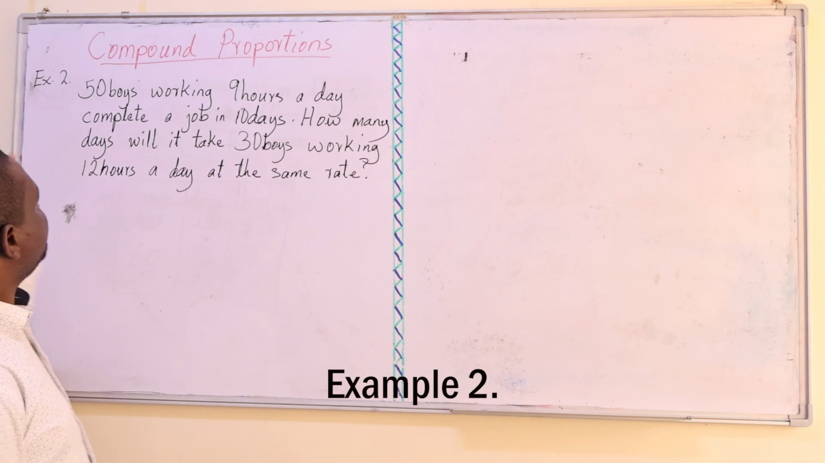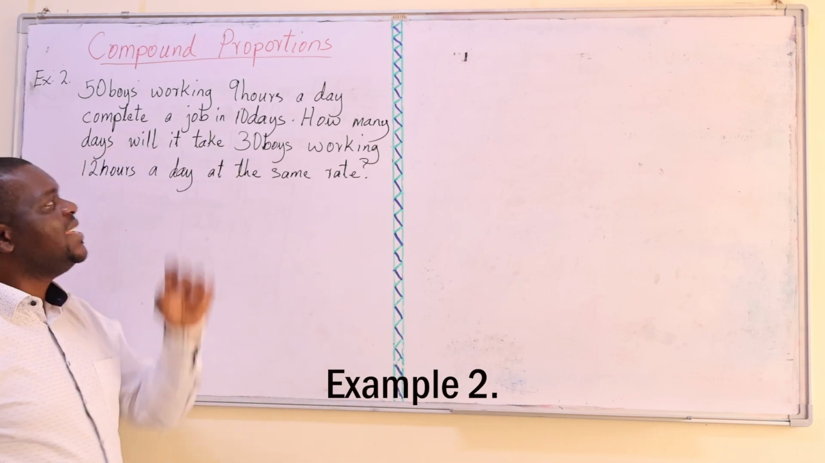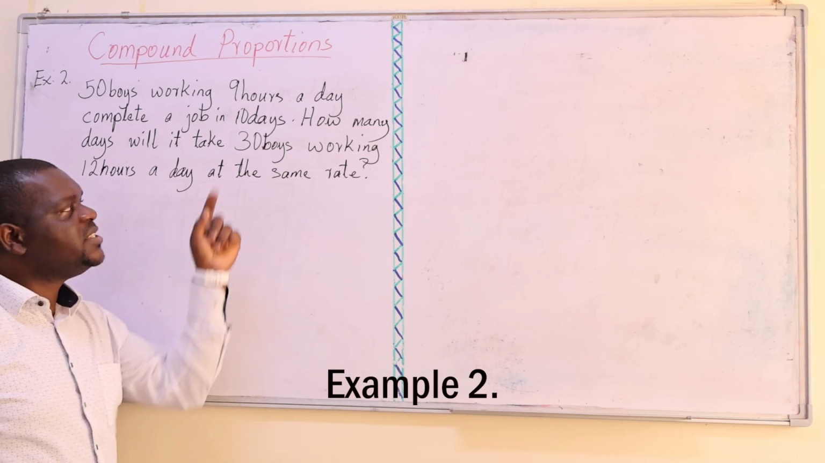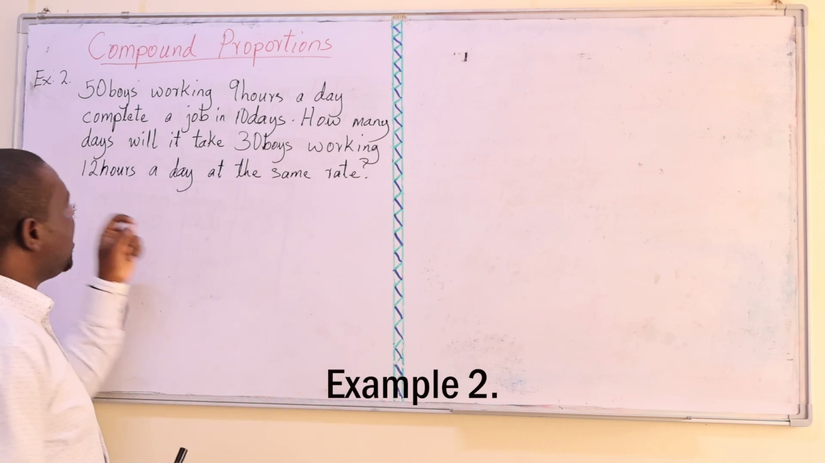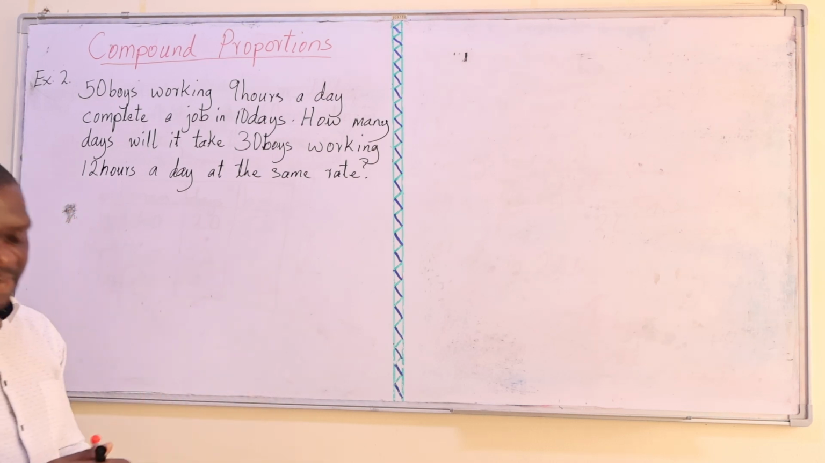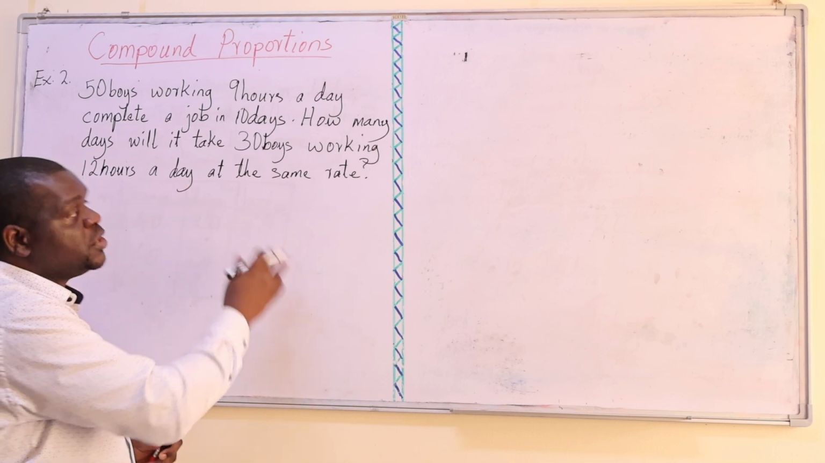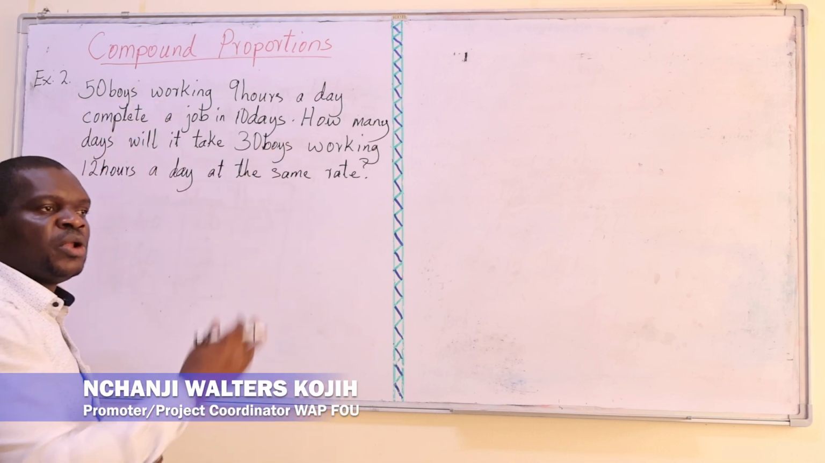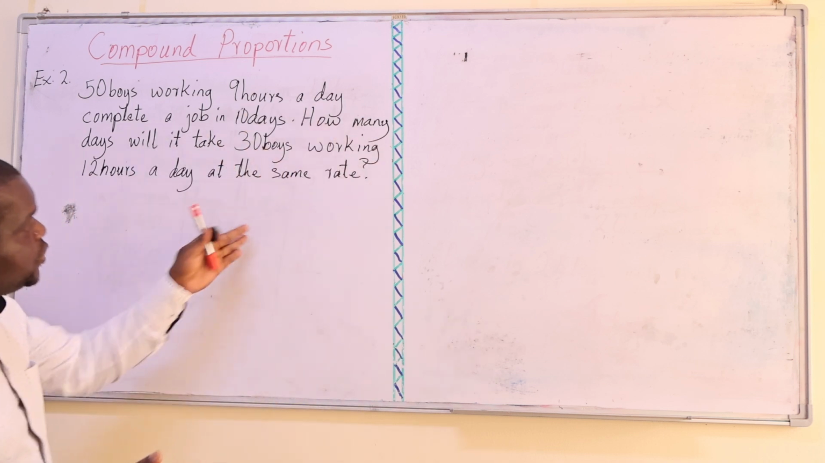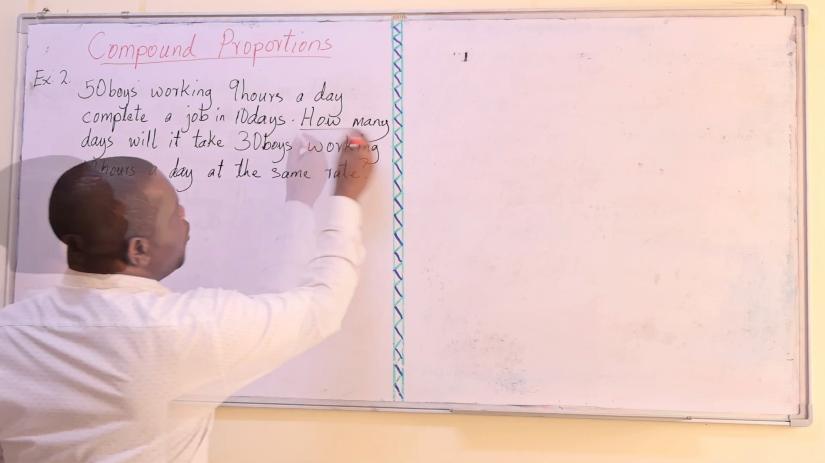The question reads, 50 boys working 9 hours a day complete a job in 10 days. How many days will it take 30 boys working 12 hours a day at the same rate? As we saw in our first example, the first thing is establish a table with 3 columns to help you identify what you are looking for and what you have so that you can make your statements. But now before we draw the table, what are we looking for? It's here, how many days?